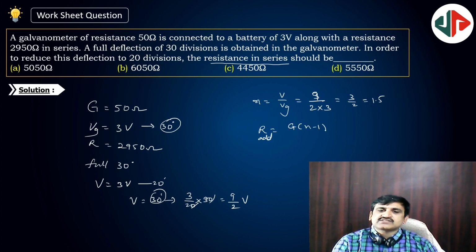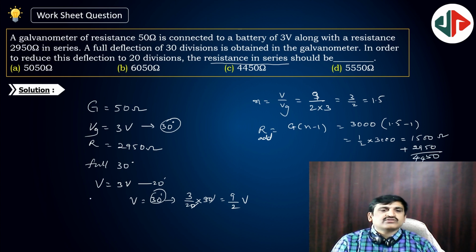G into N minus 1. G value, not 50, 50 plus 2950, total 3000. For that I have to add total 3000 into N minus 1. N minus 1 is 1.5 minus 1, that is 1 by 2 into 3000. So that is 1500 ohms further added. So 1500 plus 2950 will be how much? 4450 will be the resistance in series.